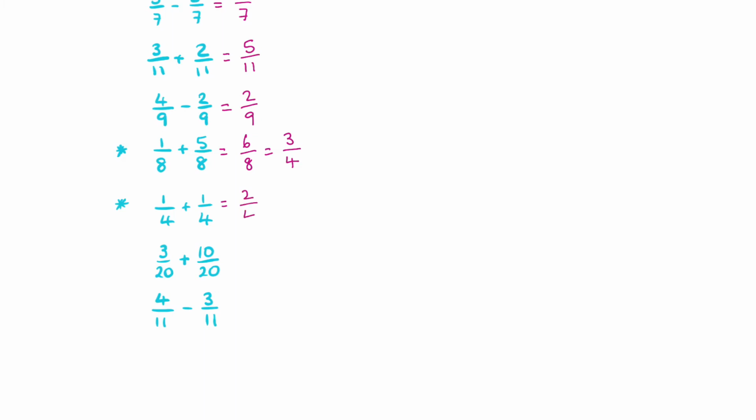Well, we know we've got 2 quarters there. And that simplifies using the usual rules to 1/2. Okay? Doesn't matter how big the numbers are, we can still deal with them. We've got 3/20, add 10/20. So 3 and 10, that's 13, isn't it? So we must have 13/20 there.